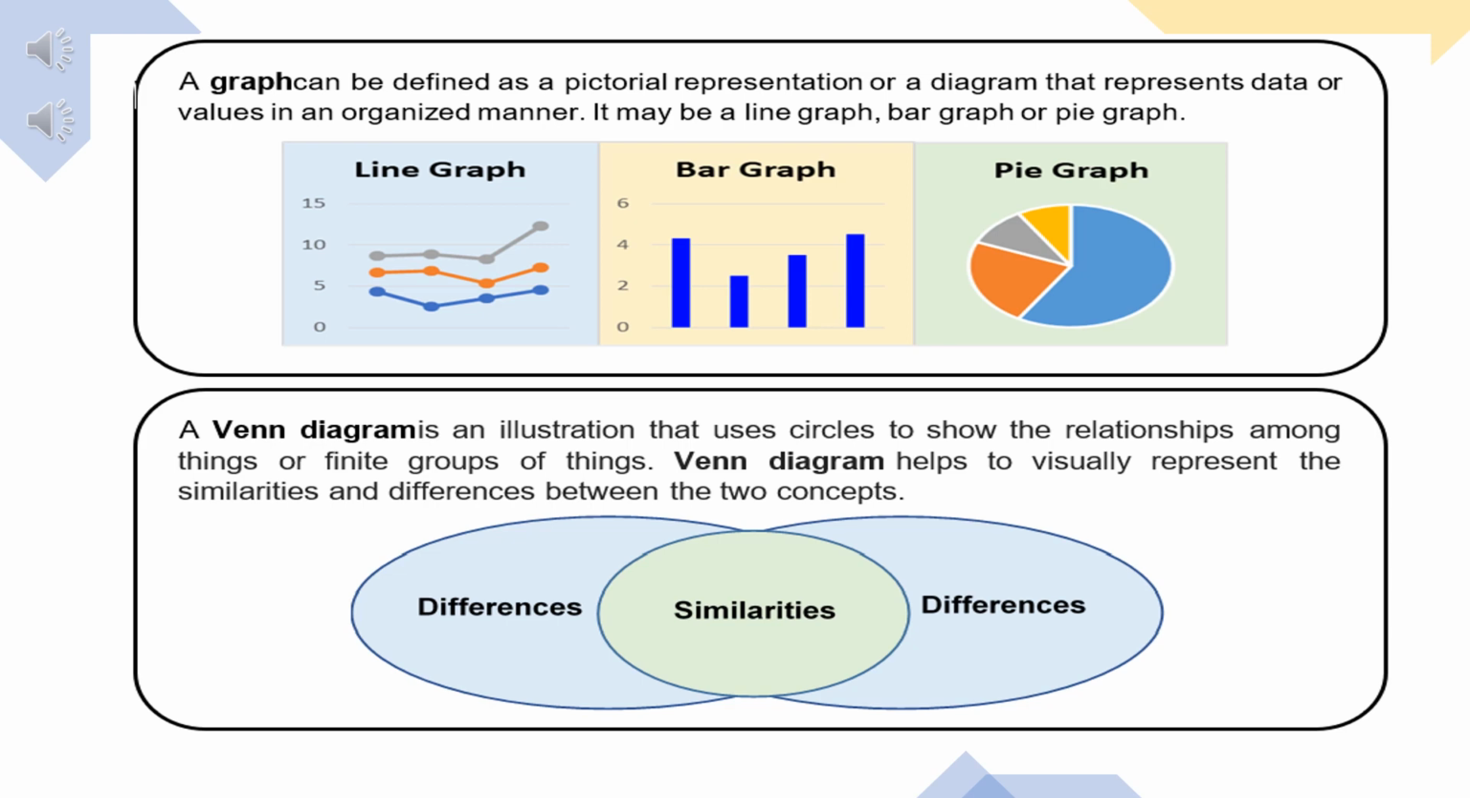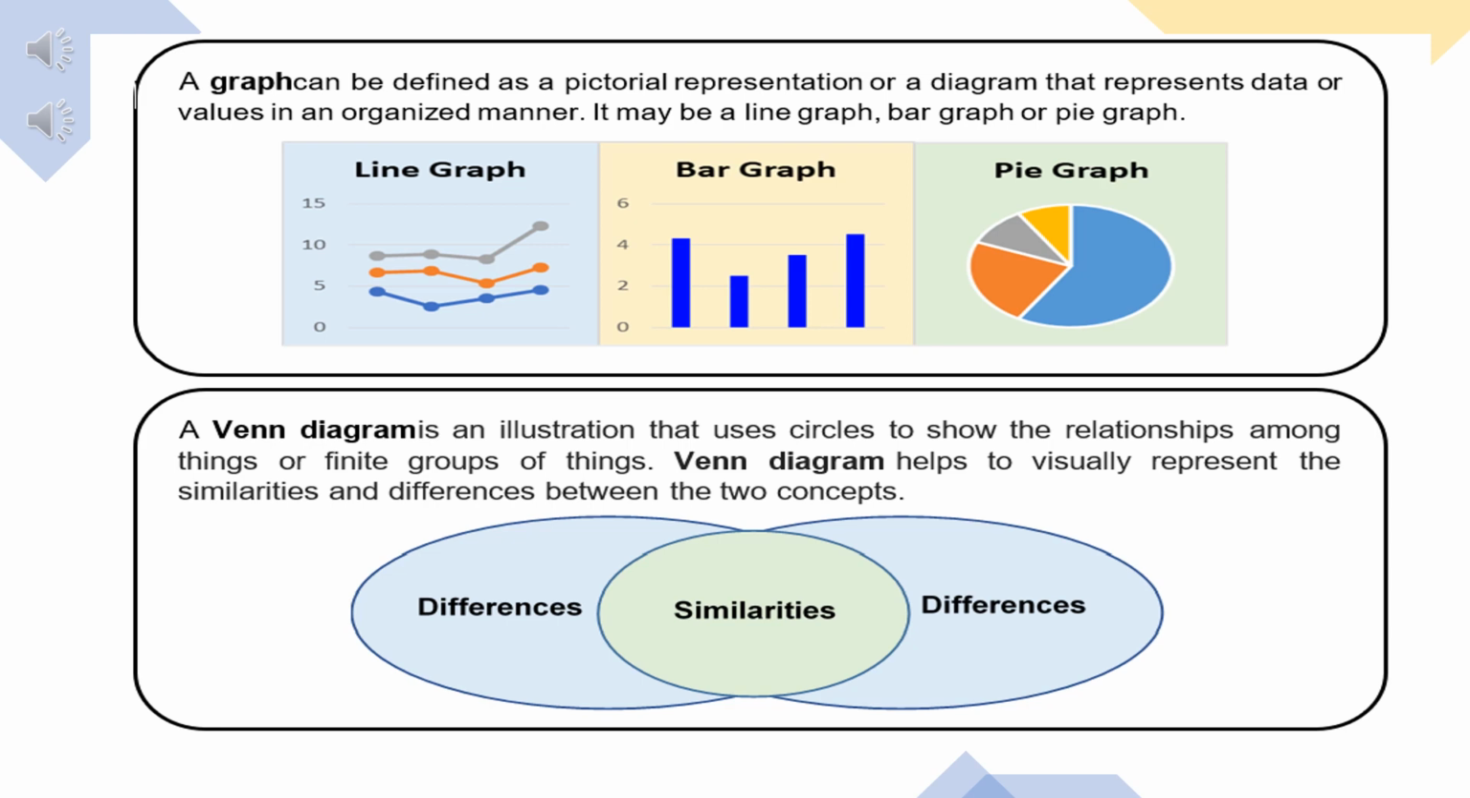The last example of graphic organizers that we are going to tackle is the Venn diagram. A Venn diagram is an illustration that uses circles to show the relationships among things or finite groups of things. A Venn diagram helps to visually represent the similarities and differences between two concepts. But as you deal with a Venn diagram, you should be able to pinpoint the unexpected differences or similarities, particularly similarities, of the two topics or subjects that you are comparing in the Venn diagram.